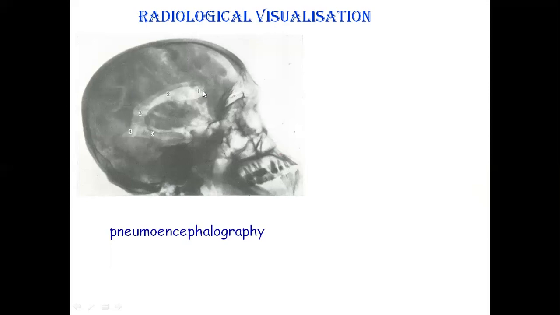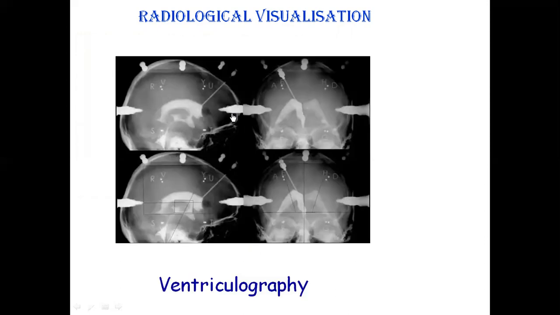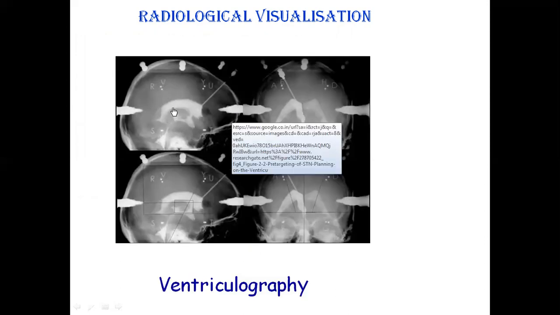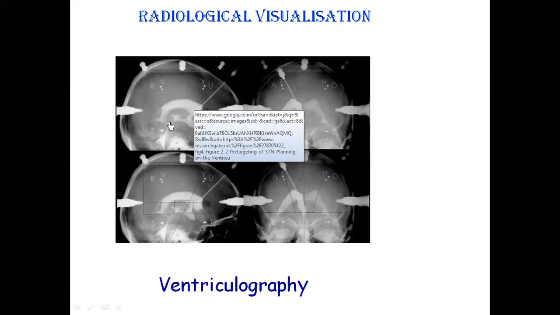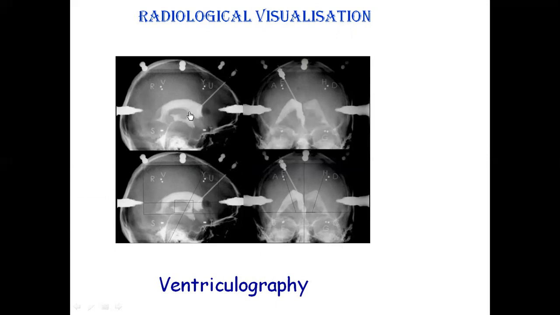Okay, this is the radiological visualization of the lateral ventricle. Anterior horn is number 1, number 2 is the central part, 3, 4 and 5 are the posterior horn. The last one below 5 is the inferior horn. And this type of radiographic visualization is pneumoencephalography. You are finding the shadow of the lateral ventricle.